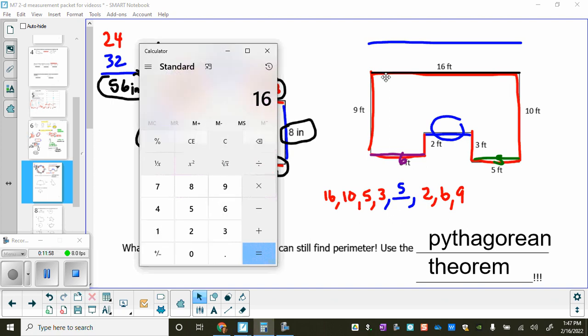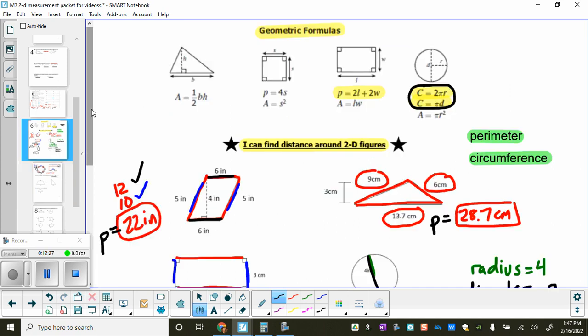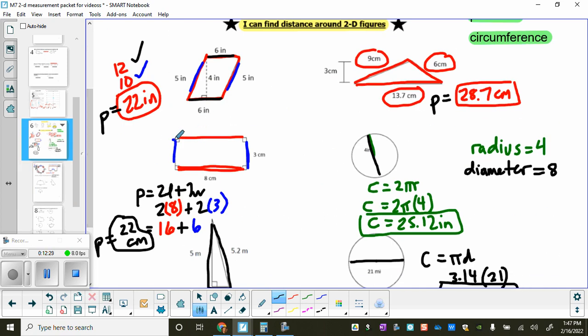So I'm going to start with this 16, and I like to just go clockwise. So 16 plus 10 plus 5 plus 3 plus another 5 plus 2 plus 6 plus 9. Oh my gosh, did it happen again? Look at that. We had the same answer. That's totally coincidence, y'all. So the distance around this is 56 feet. That is super coincidence that it's the same answer as this one. That's a super big coincidence. And it's even more of a coincidence that it happened here and here.